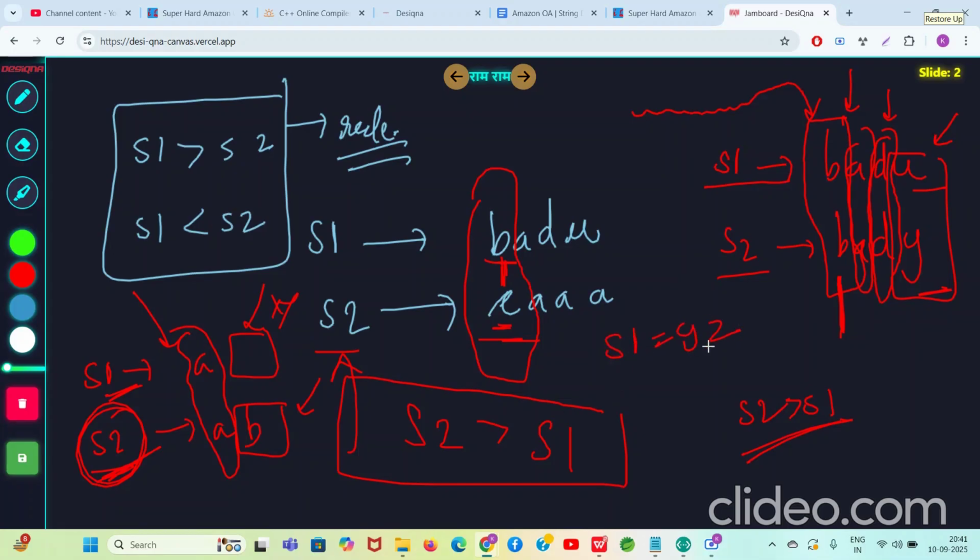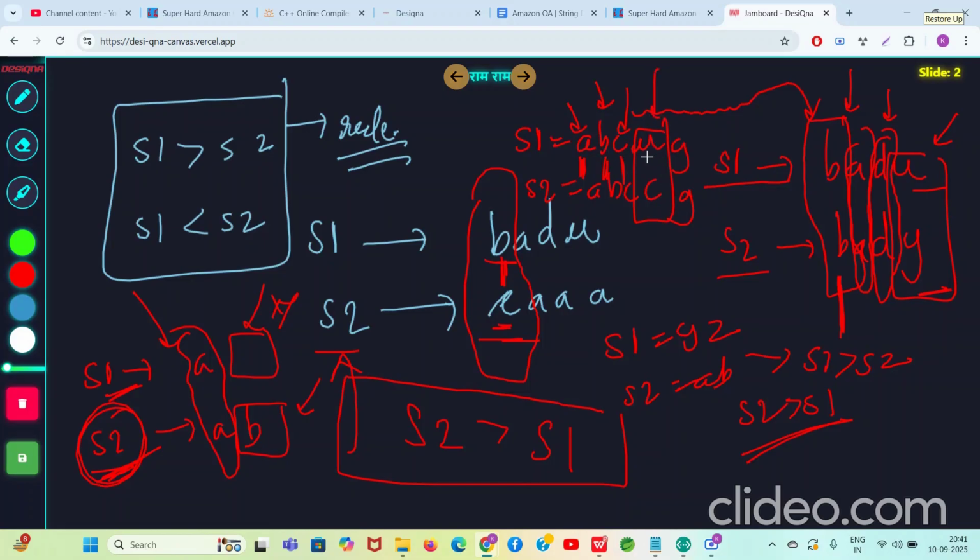If I give you S1 as YZ and S2 as AB, in this case S1 will be greater than S2. Let's say I give you S1 as ABCU, and S2 as ABCC. You check from left: it's matching, it's matching, it's matching. So U here, C here, U is bigger than C.